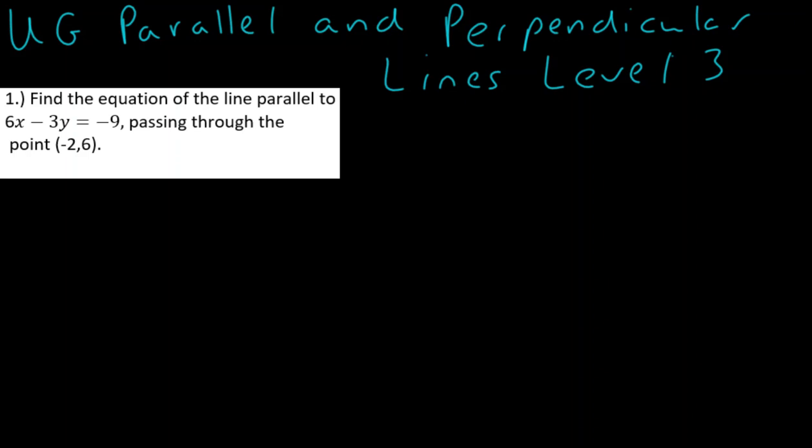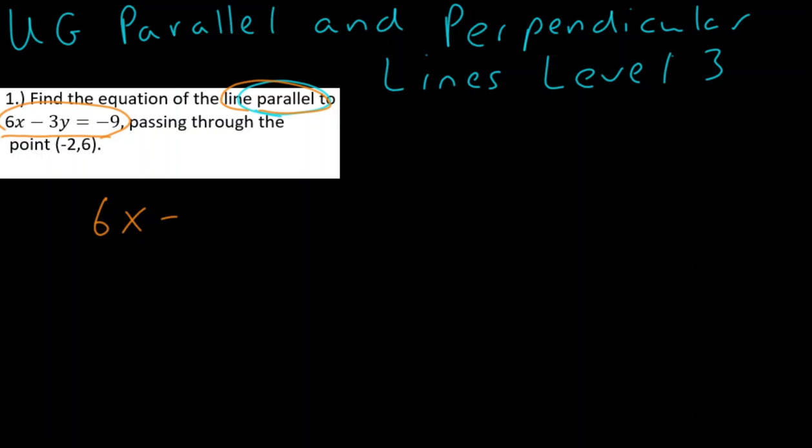Now, in problem number 1, it says find the equation of the line parallel, okay, so there's our big keyword, parallel to the line 6x minus 3y is equal to negative 9. However, we have a bit of a problem. In this, our equation is not in slope-intercept form, it's in standard form.